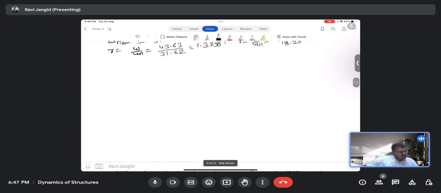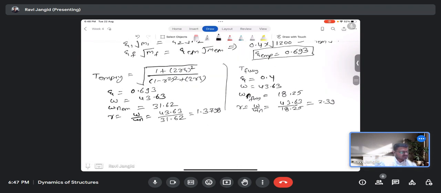So anyone with the answer? What is my T empty and what is my T fully? If you have any doubt, you can ask here in this question. If you are unable to understand the problem, ask.